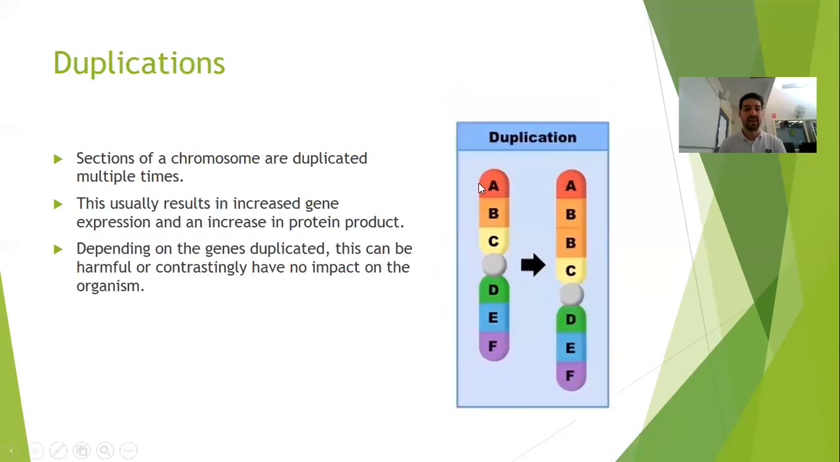Duplications are when we've got a section that's been duplicated multiple times. And what this usually means is we've got twice the amount of instructions to make a particular protein, and we can get twice the amount of protein product. So again, depending on what gene it is that's duplicated, that could either be a really good thing or it could be a detrimental thing to the organism. So here you can see that we've got a double up of the gene B, which means we're going to have double the amount of protein eventually made by that gene.